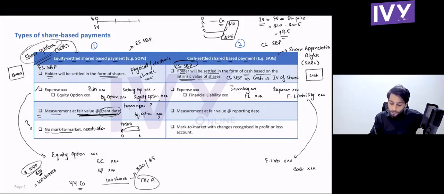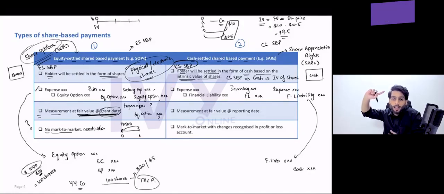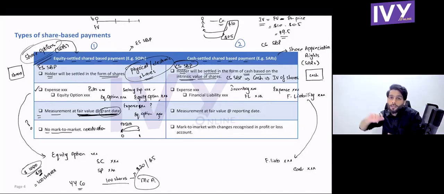So since absolute shares have been offered, not the value of shares but absolute shares, in the case of equity settled share based payment, the price risk is on the holder, not on the company, and that is why no mark to market is allowed, and hence you are just going to use the market value at grant date, the original date. No reporting date fair value will be taken. There will be some questions where fair value at reporting date is given, but you are going to ignore that. All right.